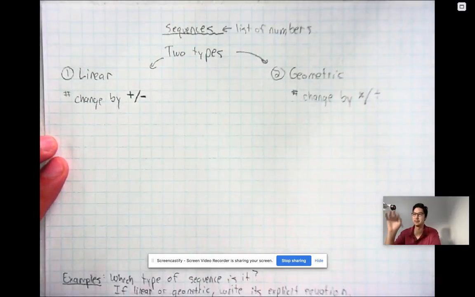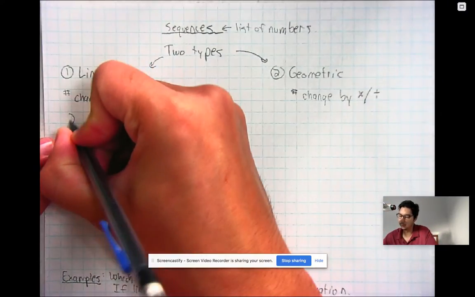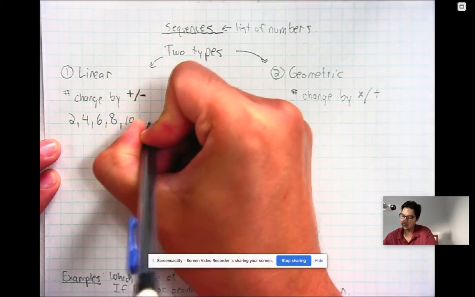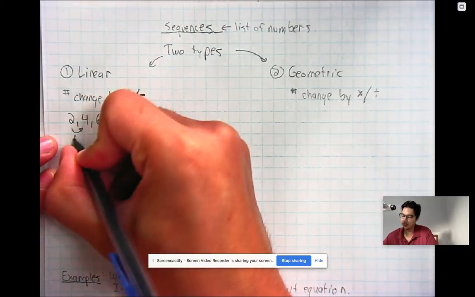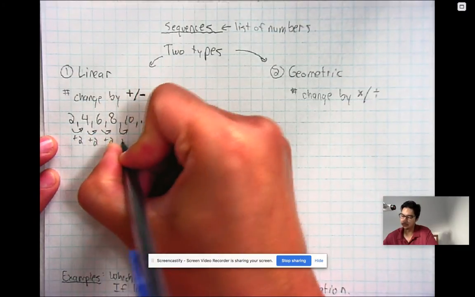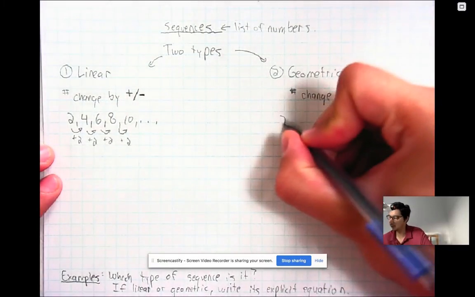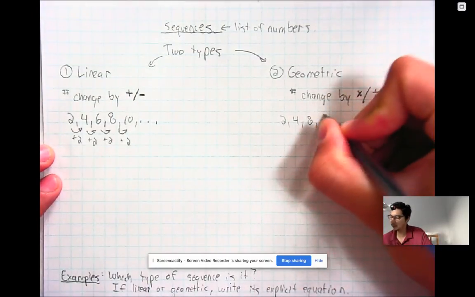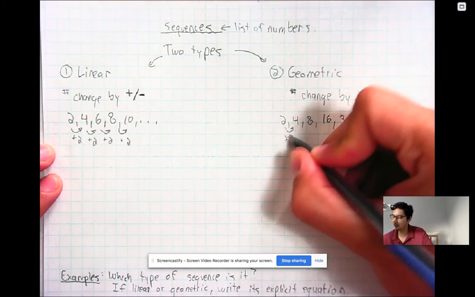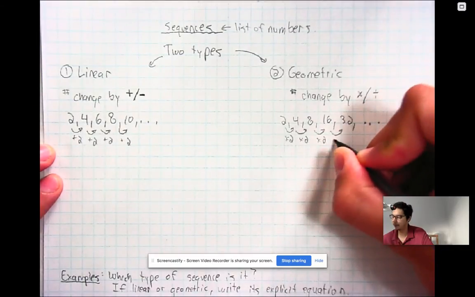Okay. So, say for example, linear would look like 2, 4, 6, 8, 10, and so forth, where it's changing by plus 2. That's a linear sequence. Geometric would be something like 2, 4, 8, 16, 32. Well, notice it is timesing by 2. And that's geometric. Okay.